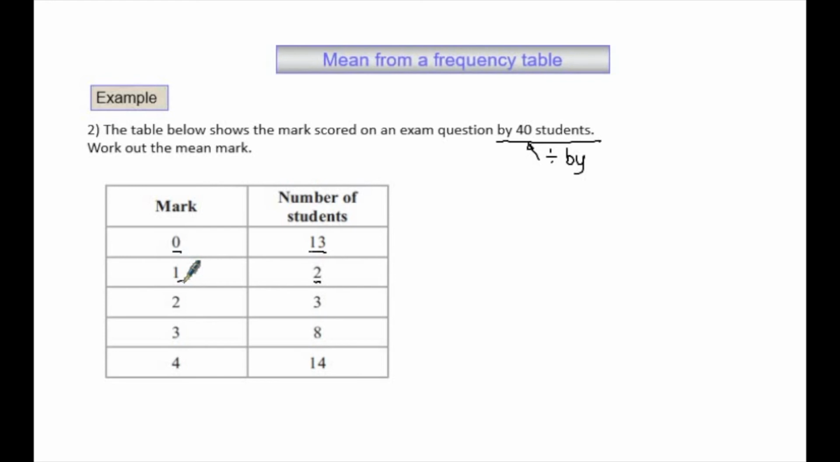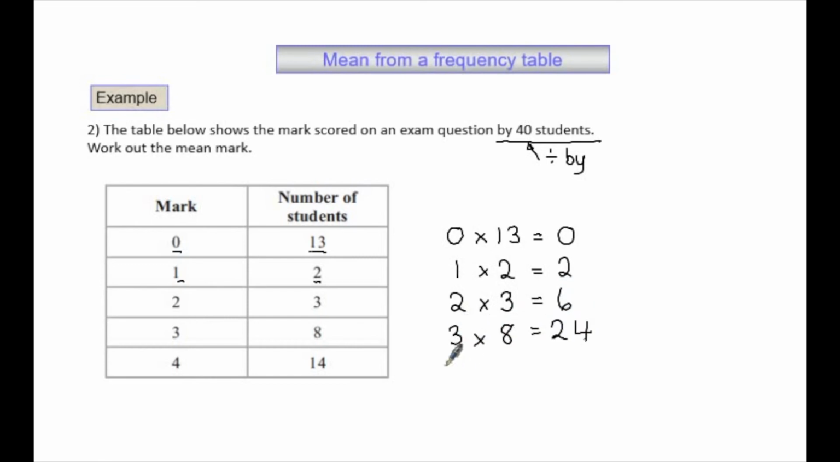So I'm going to write it nice and clearly by the side, because this is what you'd have to do in your GCSE. So you've got 0 times 13. Remember, anything times 0 is 0. 1 times 2 is 2. 2 times 3 is 6. 3 times 8 is 24. And 4 times 14 gives us 56.